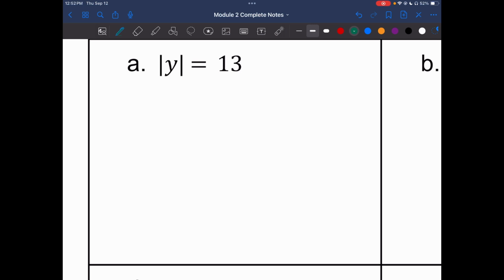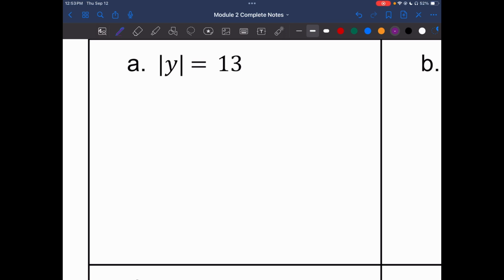When we're doing this, first off, let's rewind to Module 1, when we talked about absolute value as the distance a value or a number is away from zero on the number line. That distance is always going to be a positive magnitude. So it can either be 13 steps to the right or 13 steps to the left. It's always going to be that positive distance. That's how many steps it would take to get to zero.